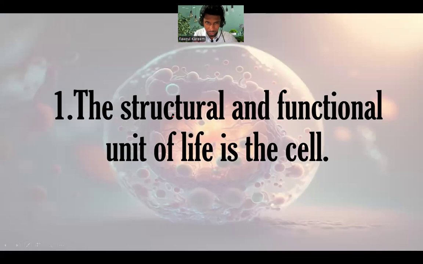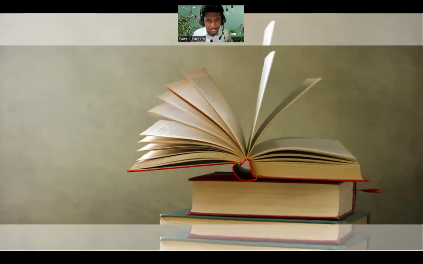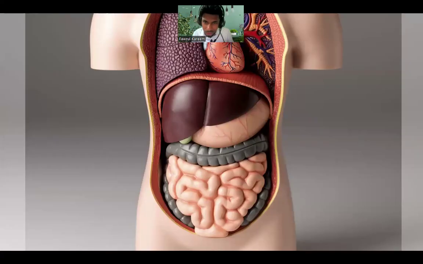Here, do you know what is structural and what is functional unit? For example, if we want to build this wall, we need bricks. So the bricks are the structural unit of this wall. Same like that, if we want to make a book, we need paper. So paper is the structural unit of a book. Same like that, an organism is made up of cells. So that's why they mention the structural unit of life is cell.